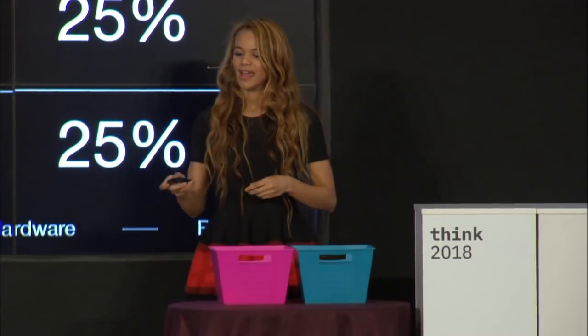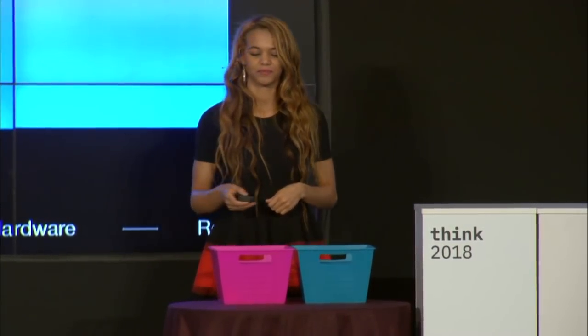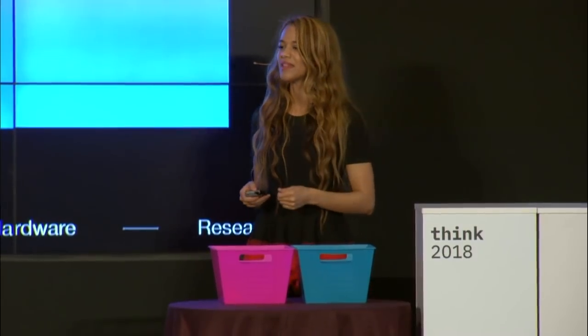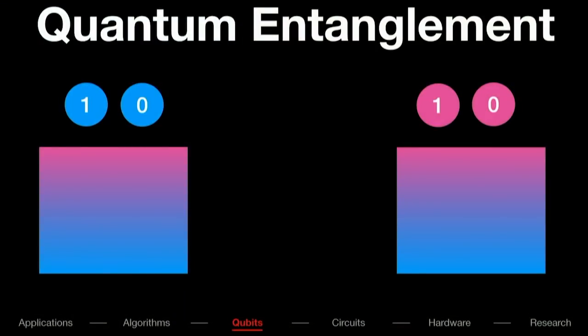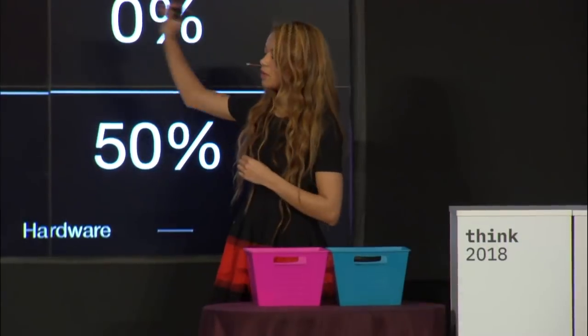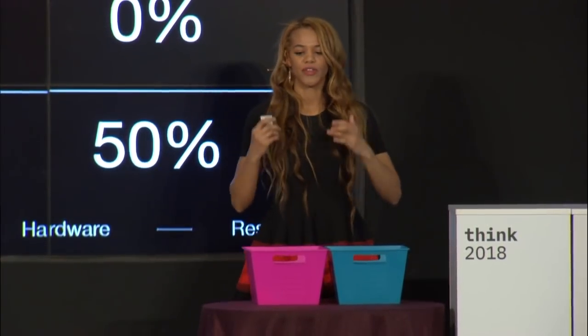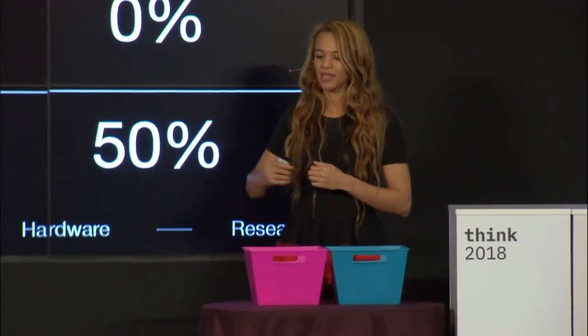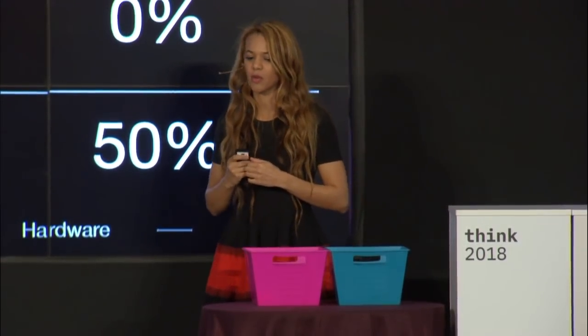But if I entangle the boxes, then the probabilities will actually be different. We could get a 50% probability of getting 1, 1, and a 50% probability of getting 0, 0, and a 0% probability of getting the other states. So if I pick out the ball blue 1, then I know that the pink ball must be 1, because it has a 0% probability of being 1, 0.